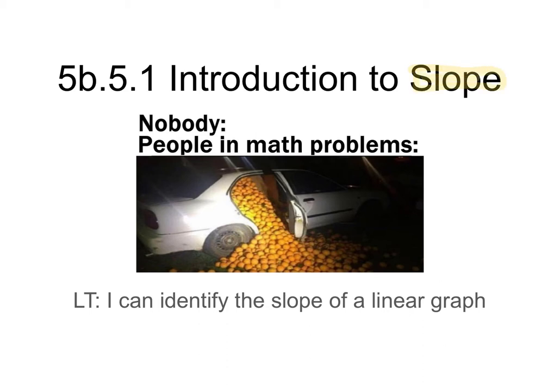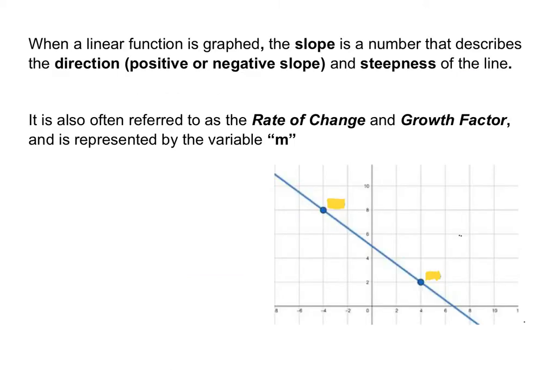Slope is something we've already unofficially been working with. We're just now going to define it and see where it lives when we are talking about linear graphs. When a linear function is graphed, we create a line that has something called a slope. And slope is the number that describes the direction that your line is moving in and the steepness of that line. So when we're talking about direction, we're usually talking about, is it a positive or negative slope?